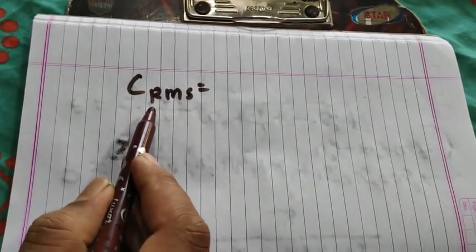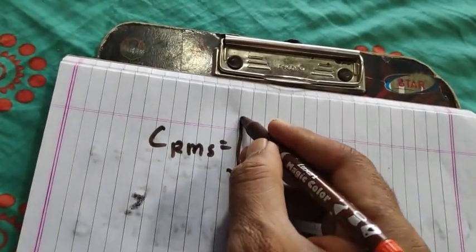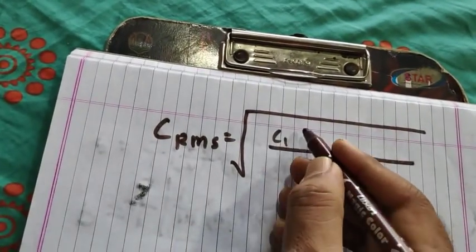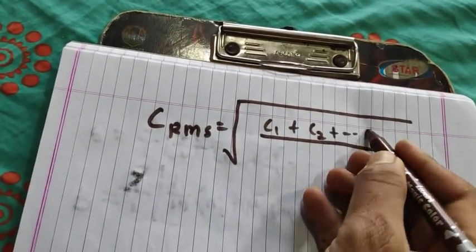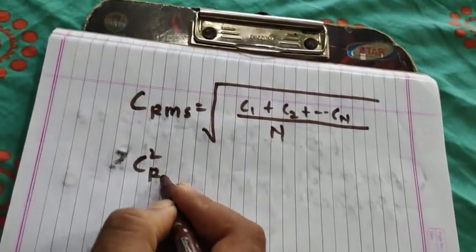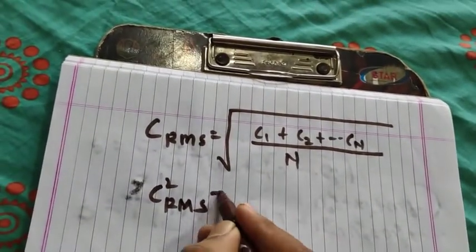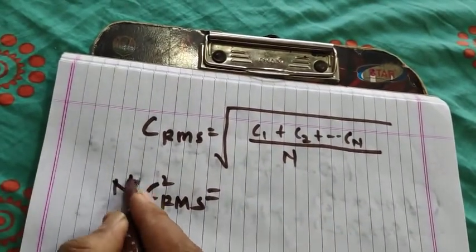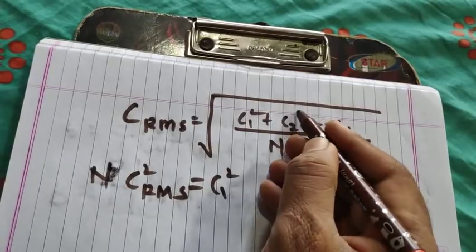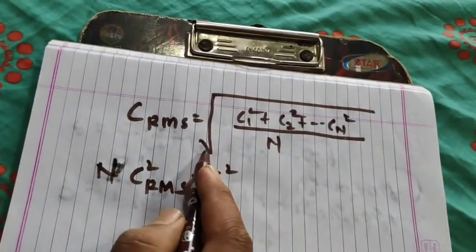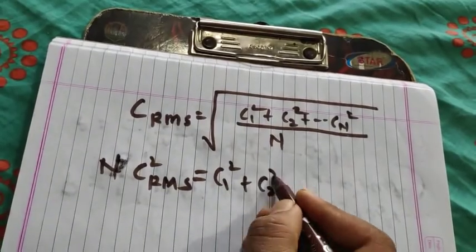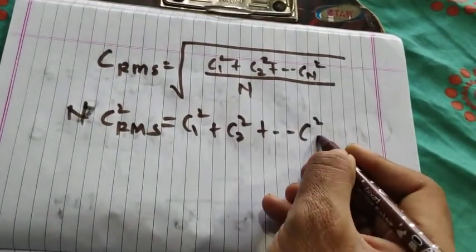The name itself suggests root mean square. So suppose the mean is C1 plus C2 plus dot dot dot Cn upon n. Let's square on both sides. We will have C square RMS. Cross multiplying, n C square RMS will be equal to C1 square plus C2 square plus dot dot dot Cn square. It is a square because it is root mean square velocity.